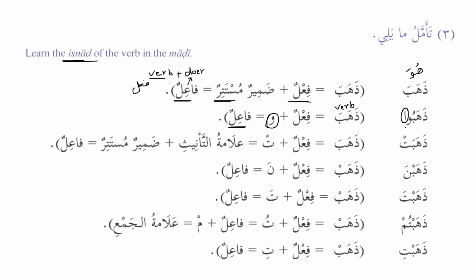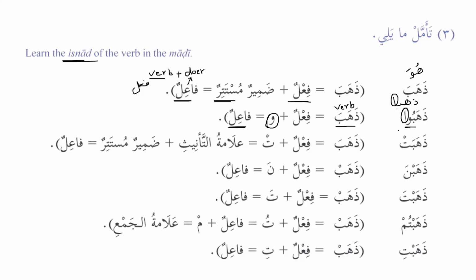So what does that mean? When we have the alif after that, it means this is the past tense, third person masculine plural, and the alif is added to it. Whereas the dual is dhahaba, where the doer is the alif, the alif of the doer. So dhahaba is the verb, and the fa'il is the alif.